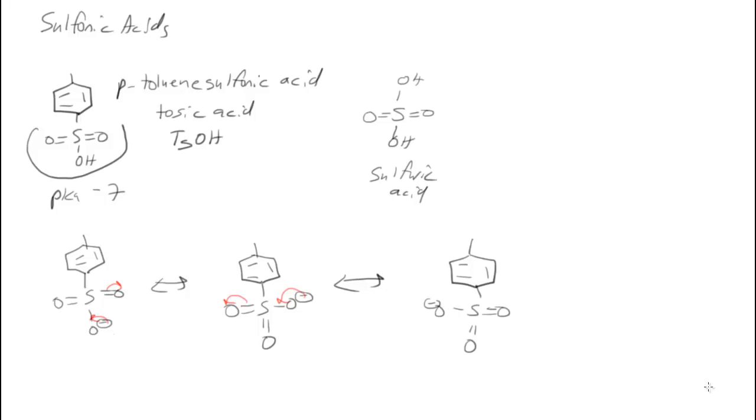Alright, so you can see the negative charge is evenly shared among 3 different oxygens. The negative charge is very delocalized in this case, making this conjugate base very stable, which makes that proton very easy to leave.